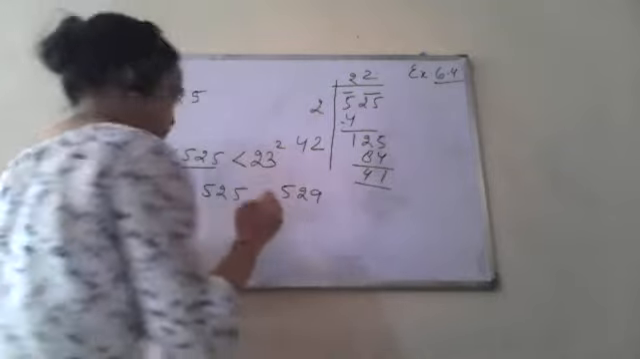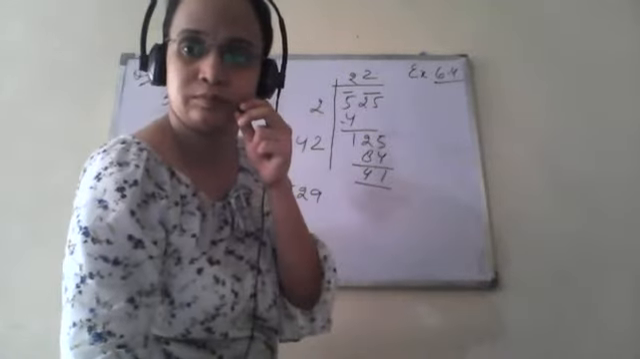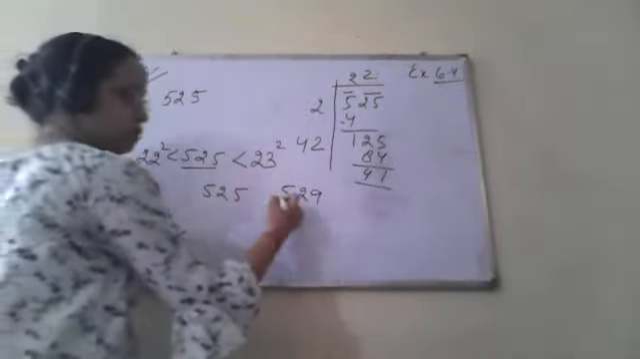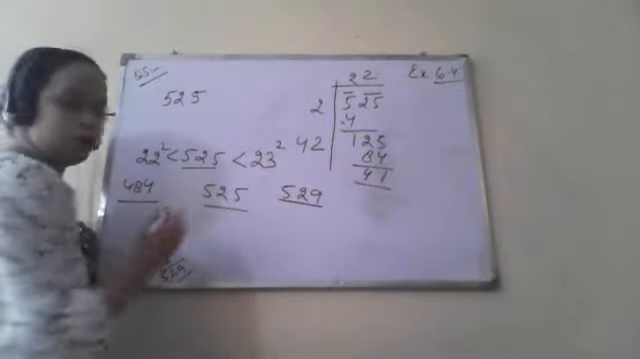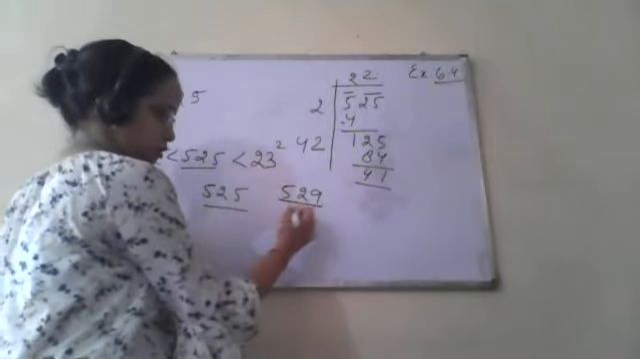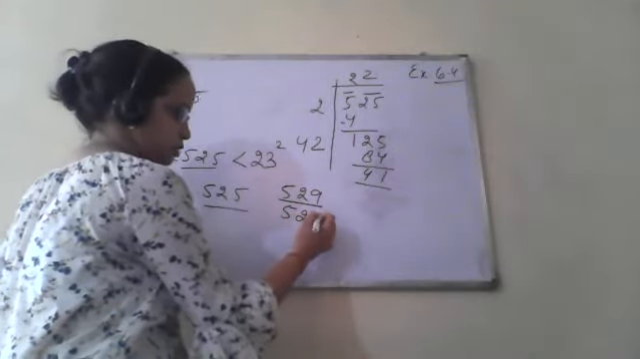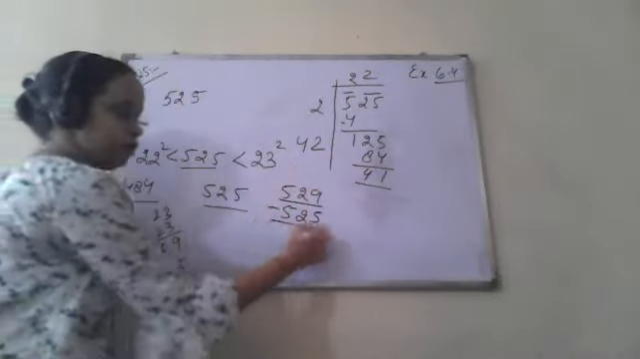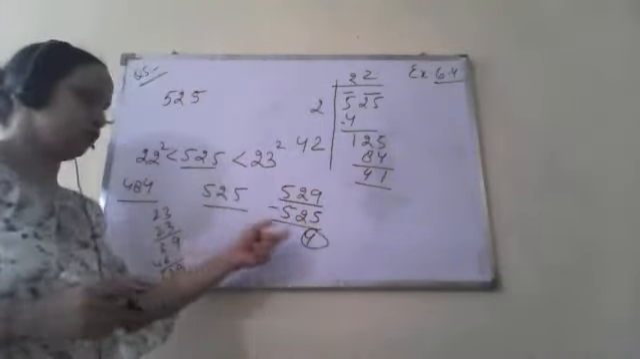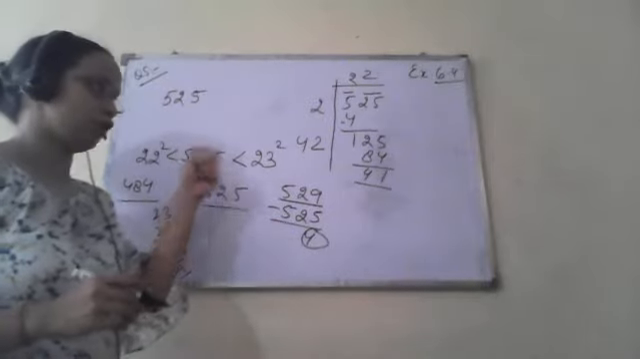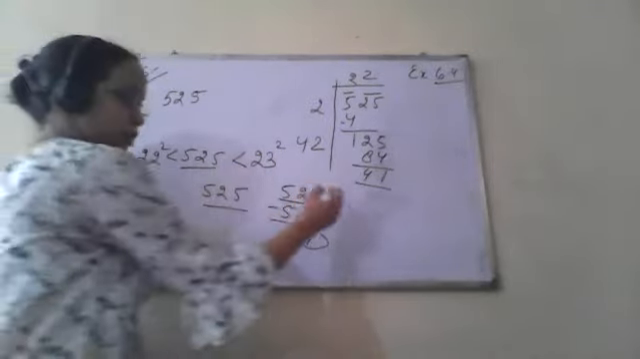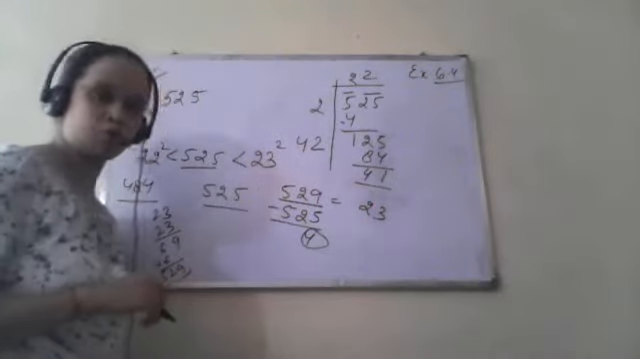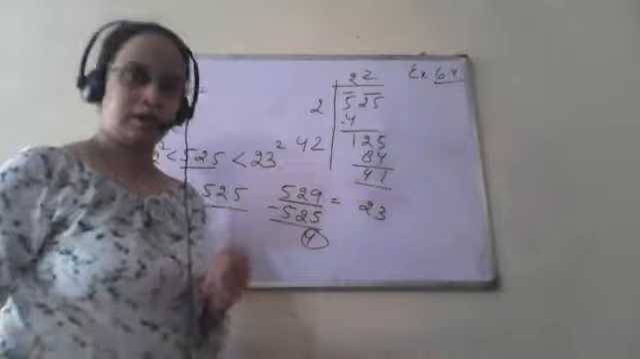So the next perfect square number will be 529 and we have 525 with us. We will subtract this 525 from the next perfect square number, that is 529. We will get 4. So we can add 4 to 525 in order to get the perfect square. So the perfect square will be 529 and the square root of 529 will be 23. Clear?